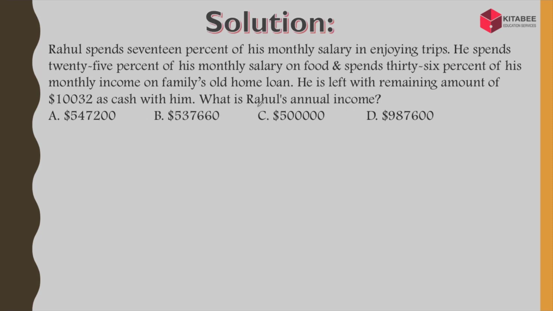So let's look at the solution part of it. So see, let's say the monthly income constitutes 100%, right? So out of this, he spends 17% on the trips, right? Then he spends 25% on food, and he spends 36% on the family loan. Now, this is 17, this is 25, this is 36. So the remaining would be 22%. So 22% is what he's left with.